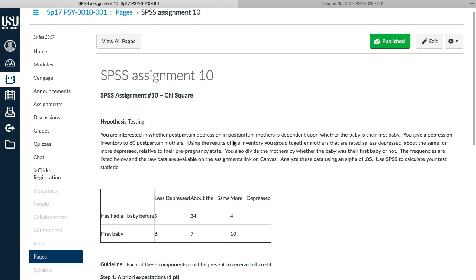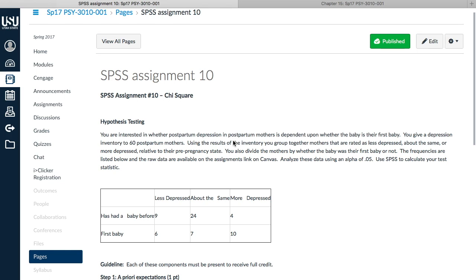And here we have the example. So we have women who have just had a baby, and we're looking at their levels of depression compared to before they had the baby. Are they less depressed than before they had the baby, more depressed, or are they about the same? And we want to know whether this is impacted by if this is their first baby or if they've had a baby before.